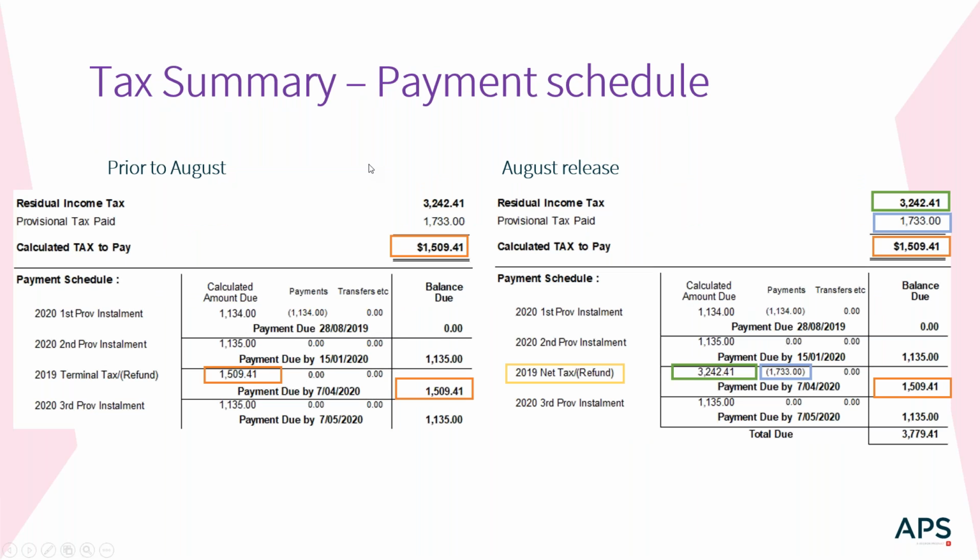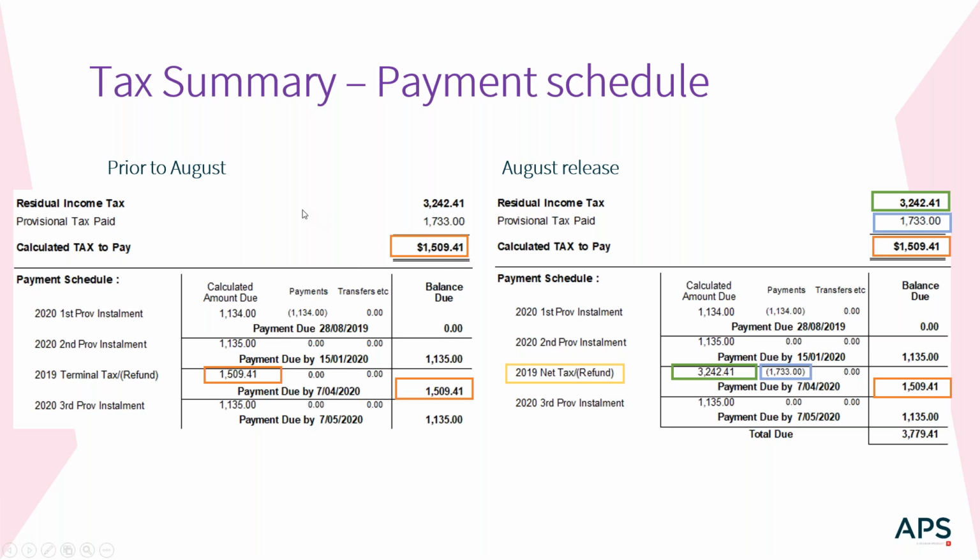Okay, so when the August release first came out, there were some discrepancies or some issues with the payment schedule and the tax summary report. On top of the actual changes that we'd applied, there were a couple of bugs that we have now resolved. This still means there are changes, though, that people need to become familiar with.